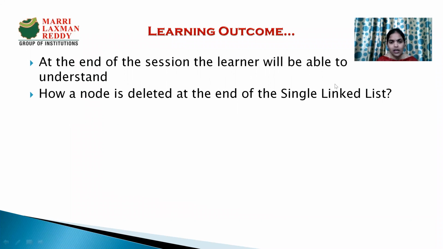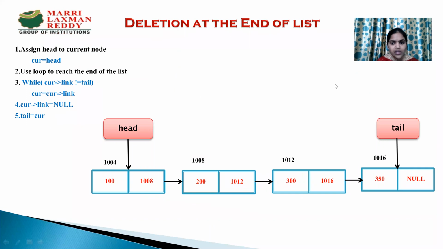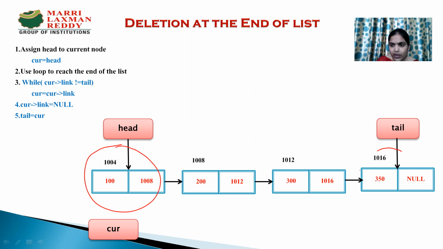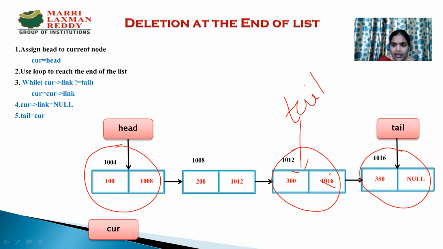So for deletion at the end of the list, what we have to do: this node should be deleted. The last node, that is the tail node, should be deleted. We already know that always the first node will be the head node and the last node will be the tail node. To delete the tail node, the last but one node should become the tail node, and this should be marked as null.